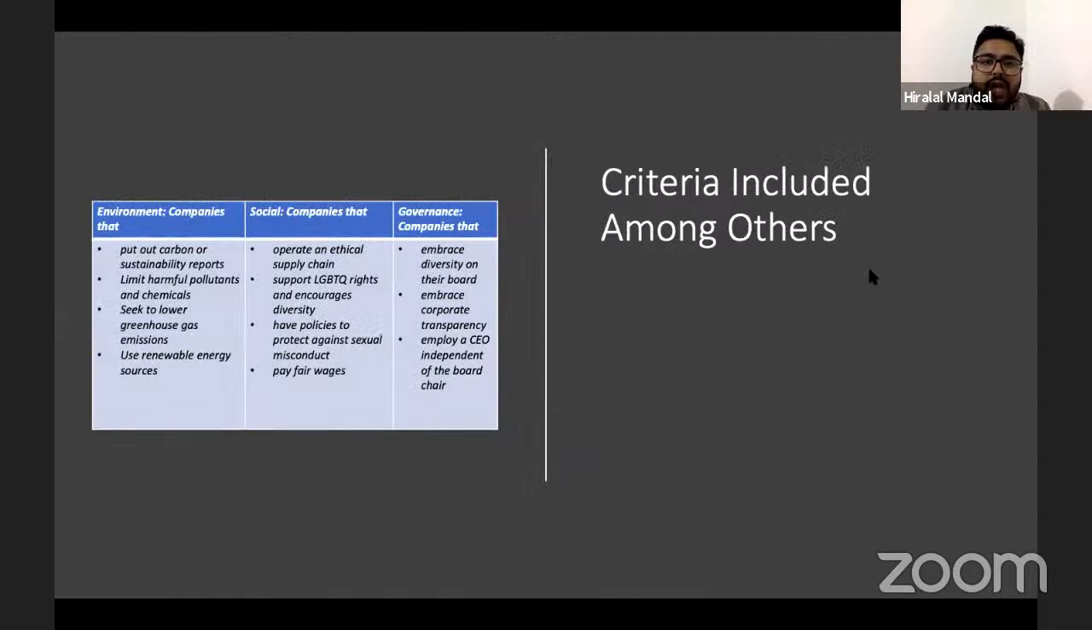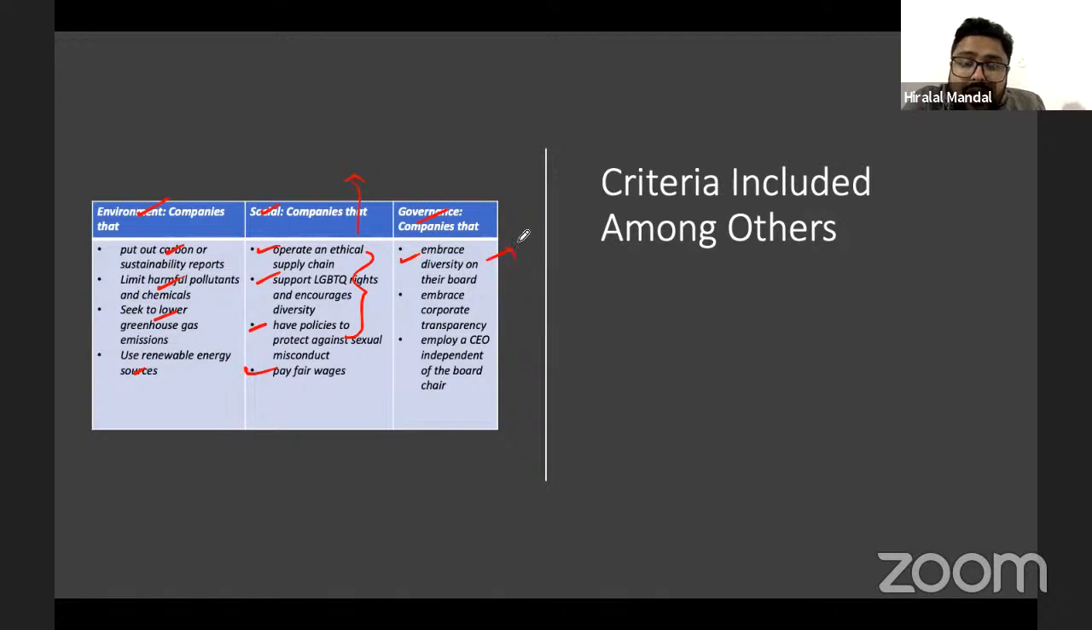The criteria in terms of environment: companies that put out carbon or sustainability reports, limit harmful pollutants and chemicals, seek to lower greenhouse gas emissions, and use renewable energy sources. You can understand this. Social: companies that operate an ethical supply chain, support LGBTQ rights and encourage diversity, have policies to protect against sexual misconduct, and pay fair wages. It means those companies which are working in the social sector may also get the benefit of these funds.